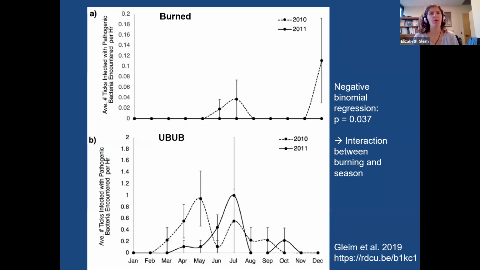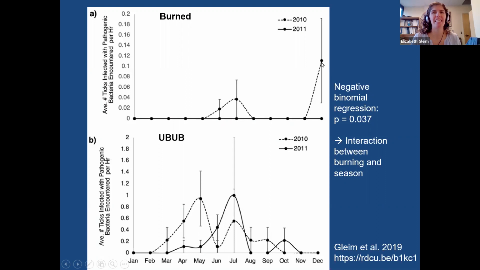And what we found was that, yes, areas that burned had significantly lower numbers of ticks that were infected with pathogenic bacteria, meaning bacteria that can cause disease in humans, versus our control sites, which is abbreviated UBUB here. So you can see at our burn sites, like in 2011, there were no ticks that had pathogenic bacteria that we collected, and in 2010, there were very few.